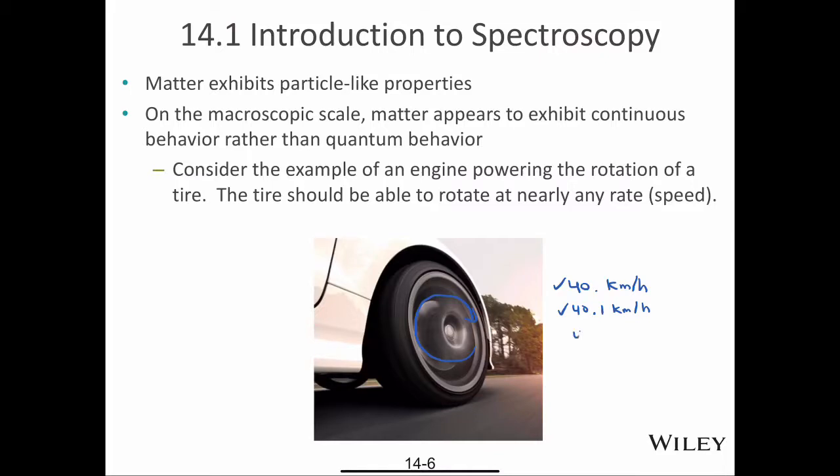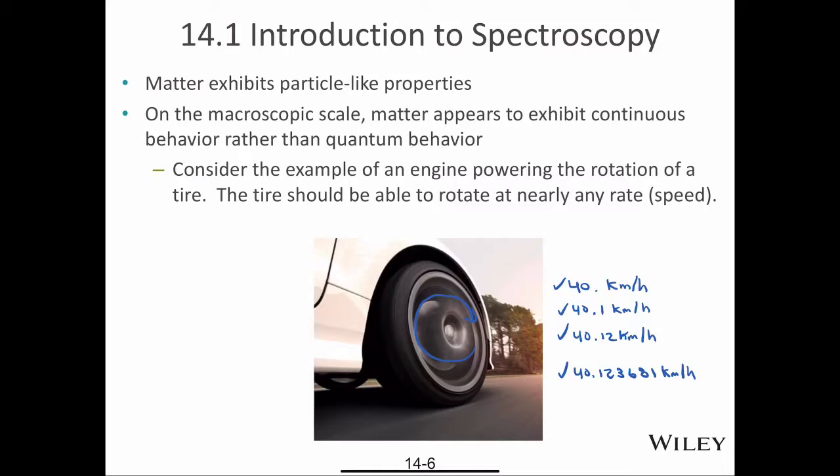What if we wanted it to spin at 40.12 kilometers per hour? Could we do that? Sure. We'd have to be very careful, but we can do it. What if we wanted it to spin at 40.1238 kilometers per hour? Could we do that? Yes, there's nothing preventing us from doing so. In contrast, molecules behave very differently.